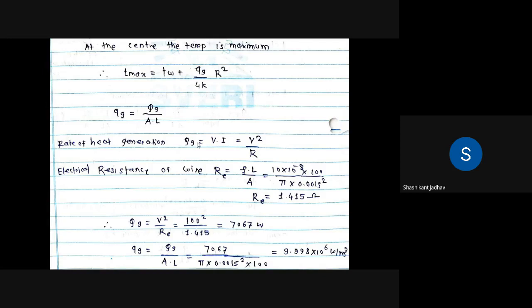So for finding out the value of Qg, we know the value of V, but we don't know the value of R. So we have to calculate the electrical resistance of the wire. And what is the formula for that? R is equal to rho into L divided by A. Okay. So write down this formula. Rate of heat generation Qg is equal to V into I.